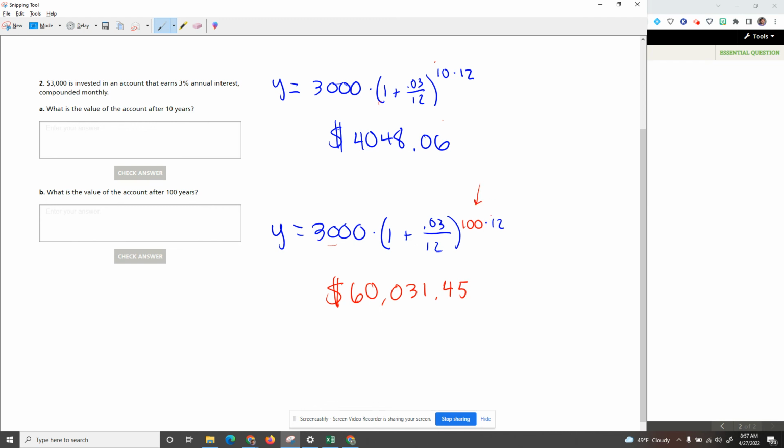When I set it up for 100 years, the only thing that's different is instead of 10 years, it's 100 years. Everything else is the same. All right. Calculate that, and $60,031.45. Right. So it's way different. The money just sat there, earned interest, and turned into that after 100 years. All right, let's look at example 3.